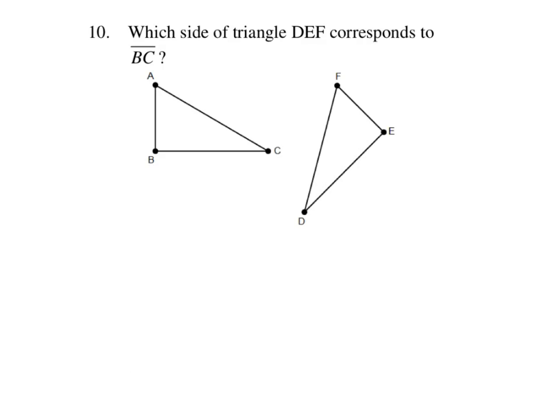Moving on to 10, which side on the one over here corresponds to BC, which is right here, which is the medium-sized length, and the one over here, that's the medium-sized length, this is DE, or ED.